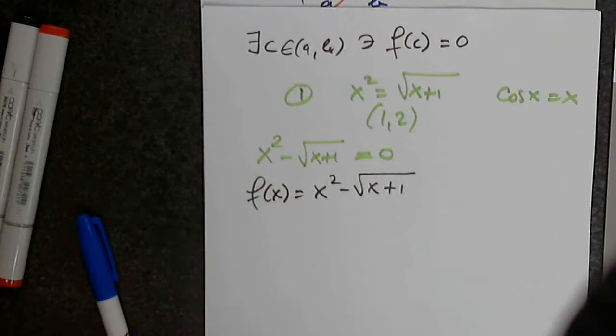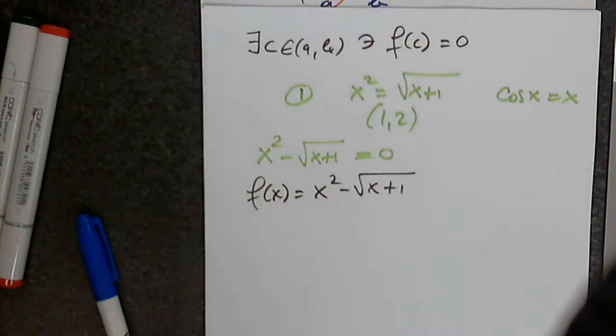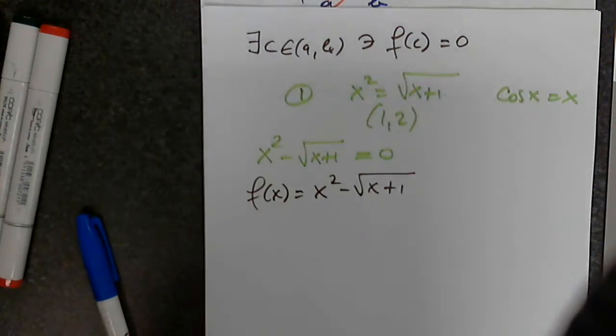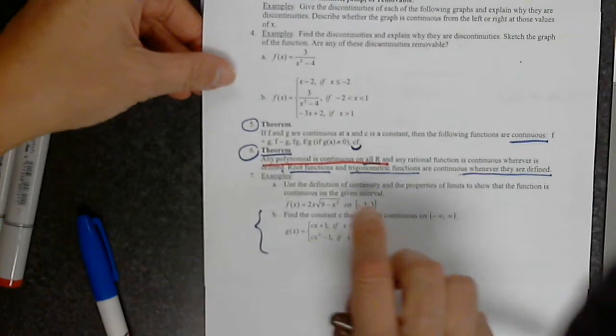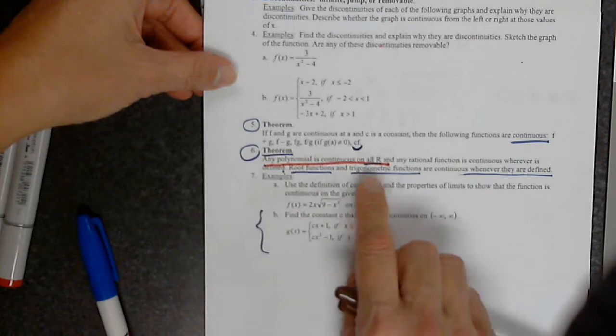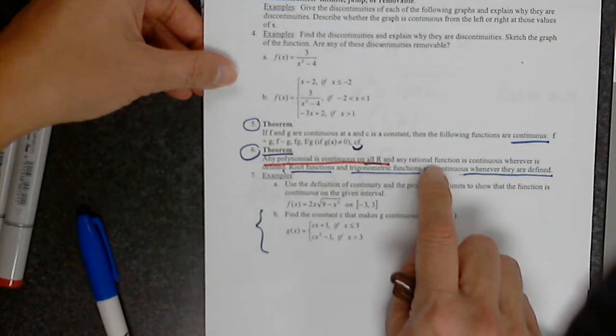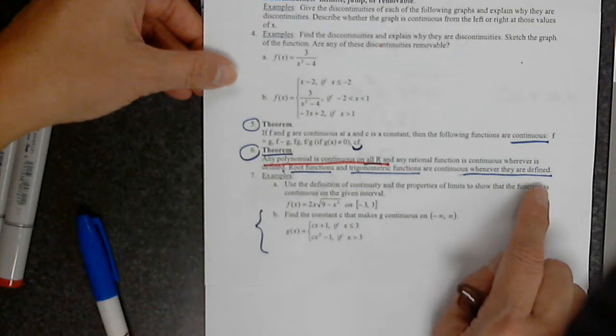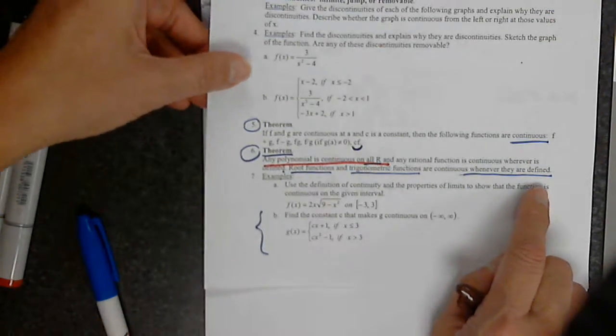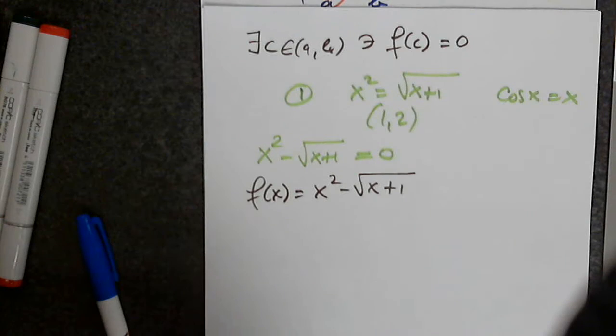That the function is continuous. Okay, so I'm coming back here. Root functions, trig functions, polynomial functions, rational functions are always continuous where they are defined. So I'm going to state that theorem.